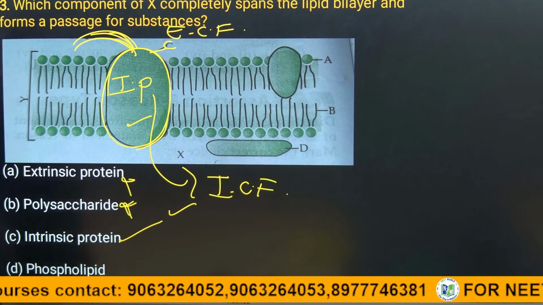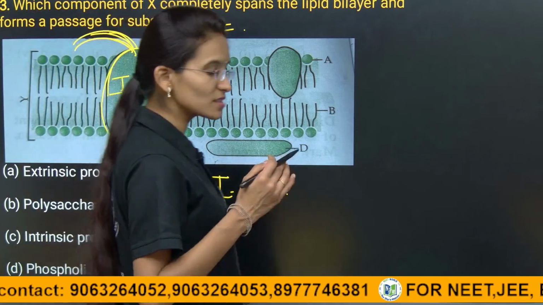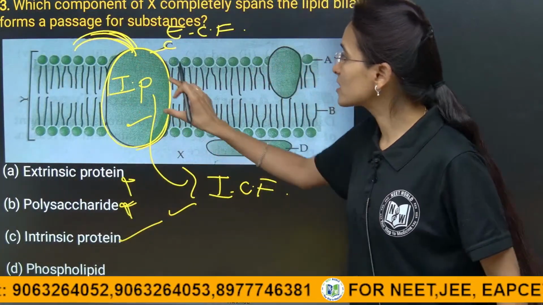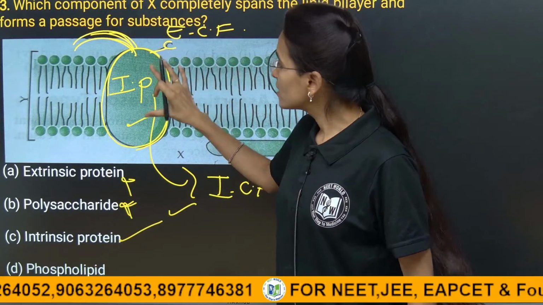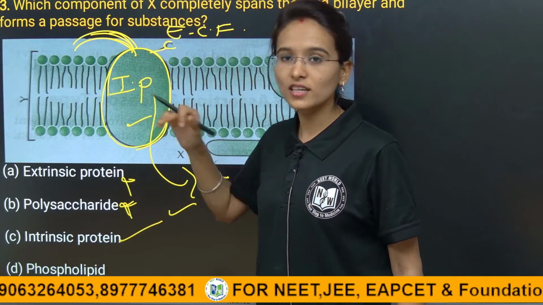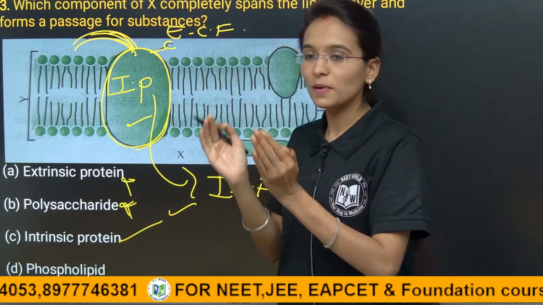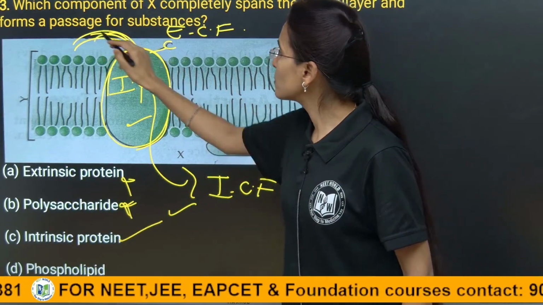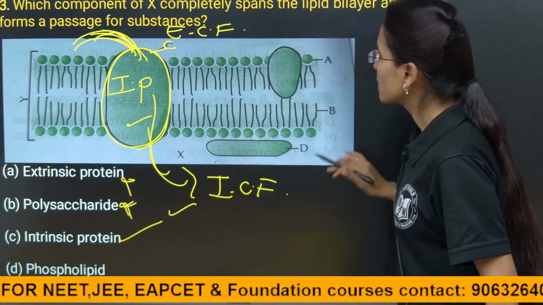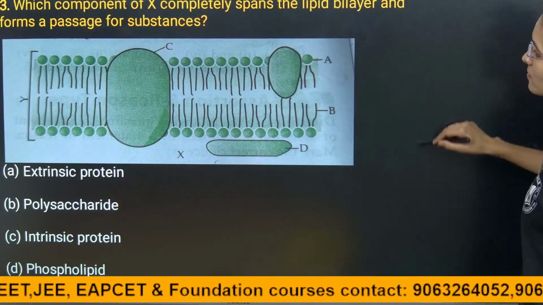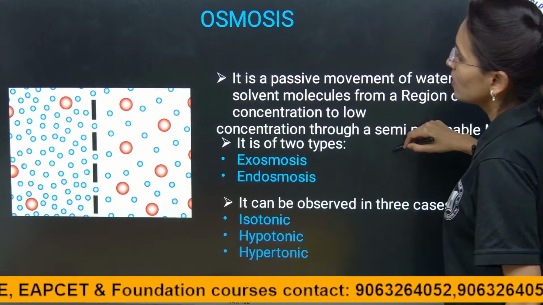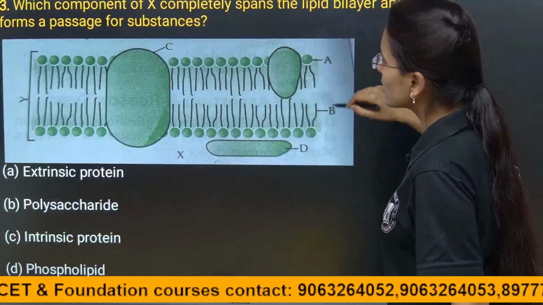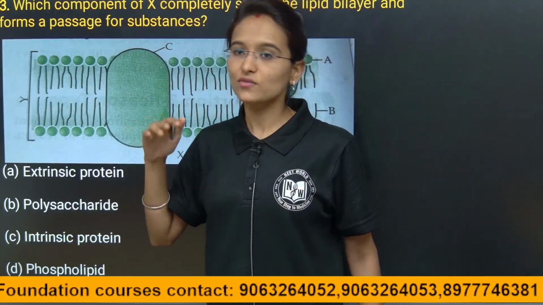And next D is phospholipid. Phospholipid is not going to span, it is continuously arranged. But the intrinsic protein is present, which will span and cover some portion of the plasma membrane, and it will help in transporting the substances. Clear with the concept? Clear with all the questions regarding the plasma membrane structure.